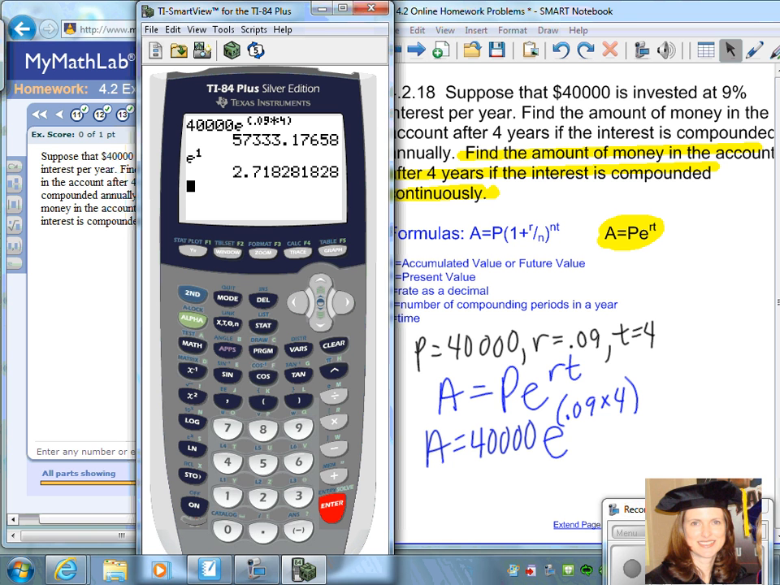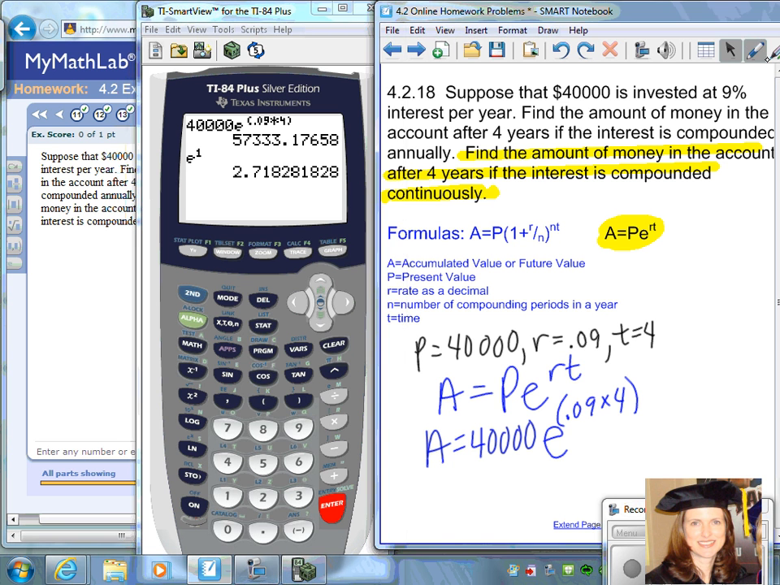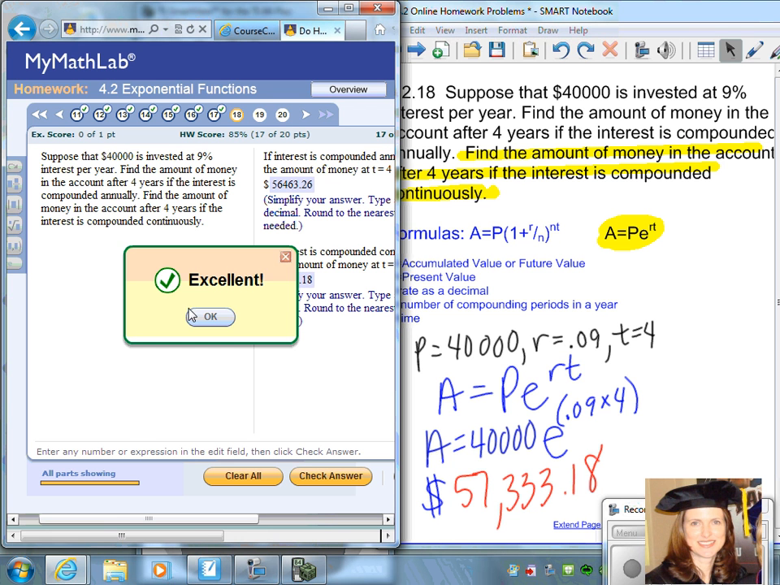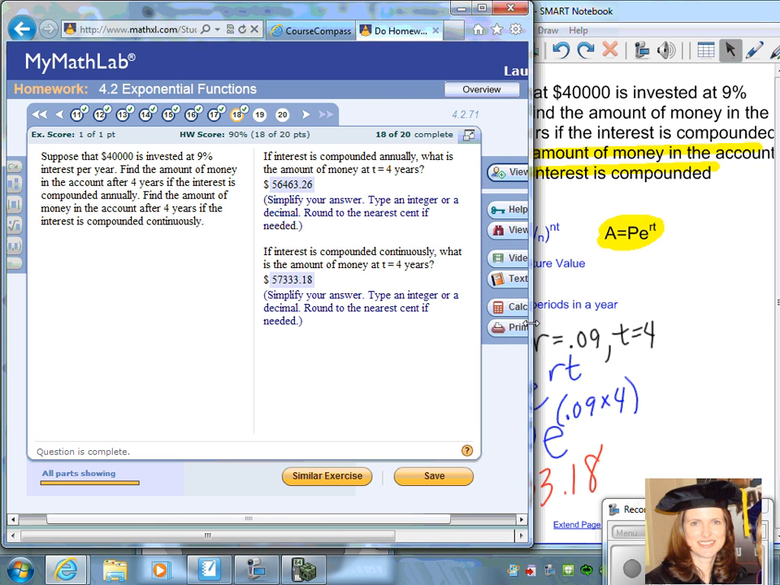So the amount of money after 4 years is $57,333, and if we round it, 18 cents. And check your answer. Okay, you may notice something here, that it's better if you have it compounded continuously because you end up with more money at the end of 4 years. 56,463 compared to 57,333. It's almost $1,000 difference.